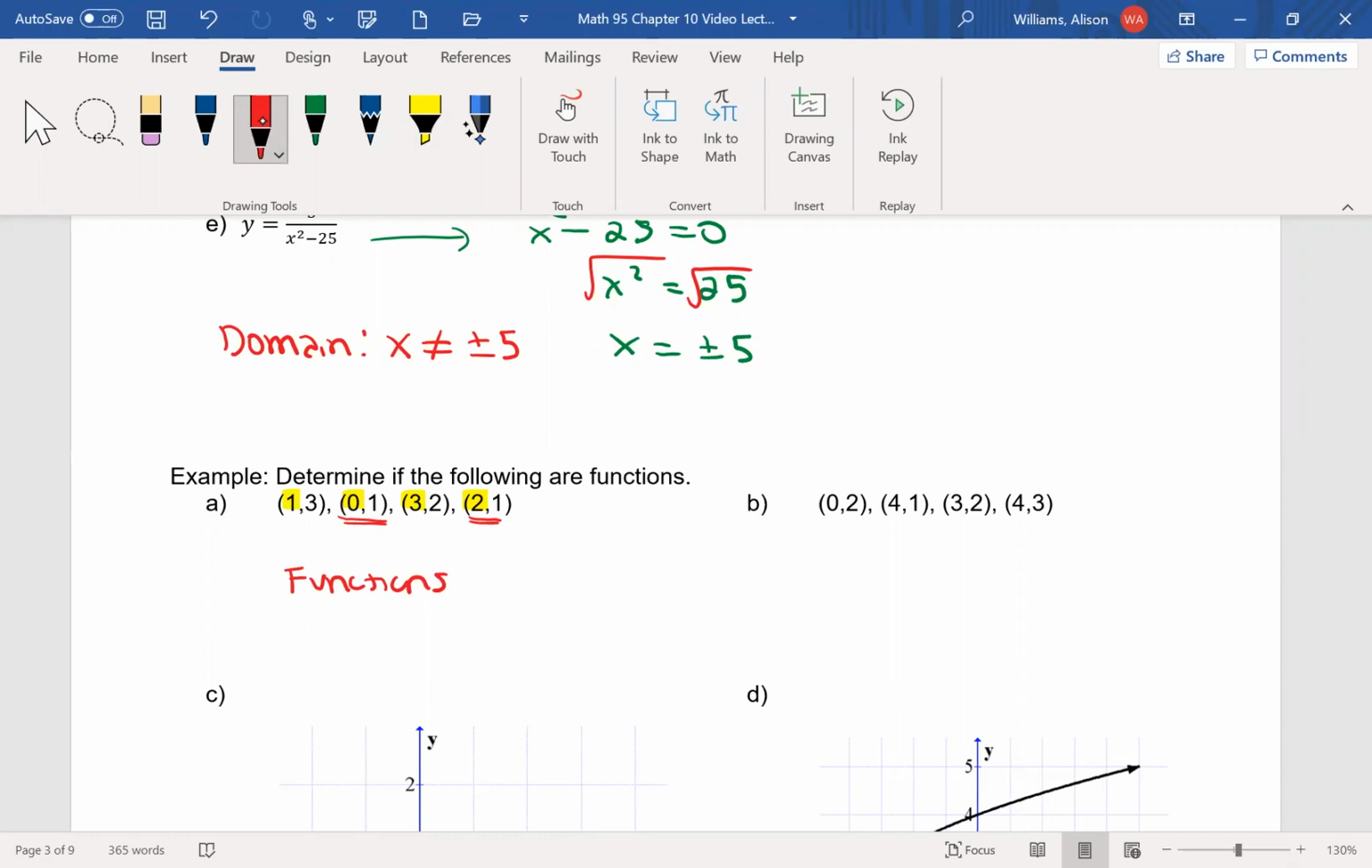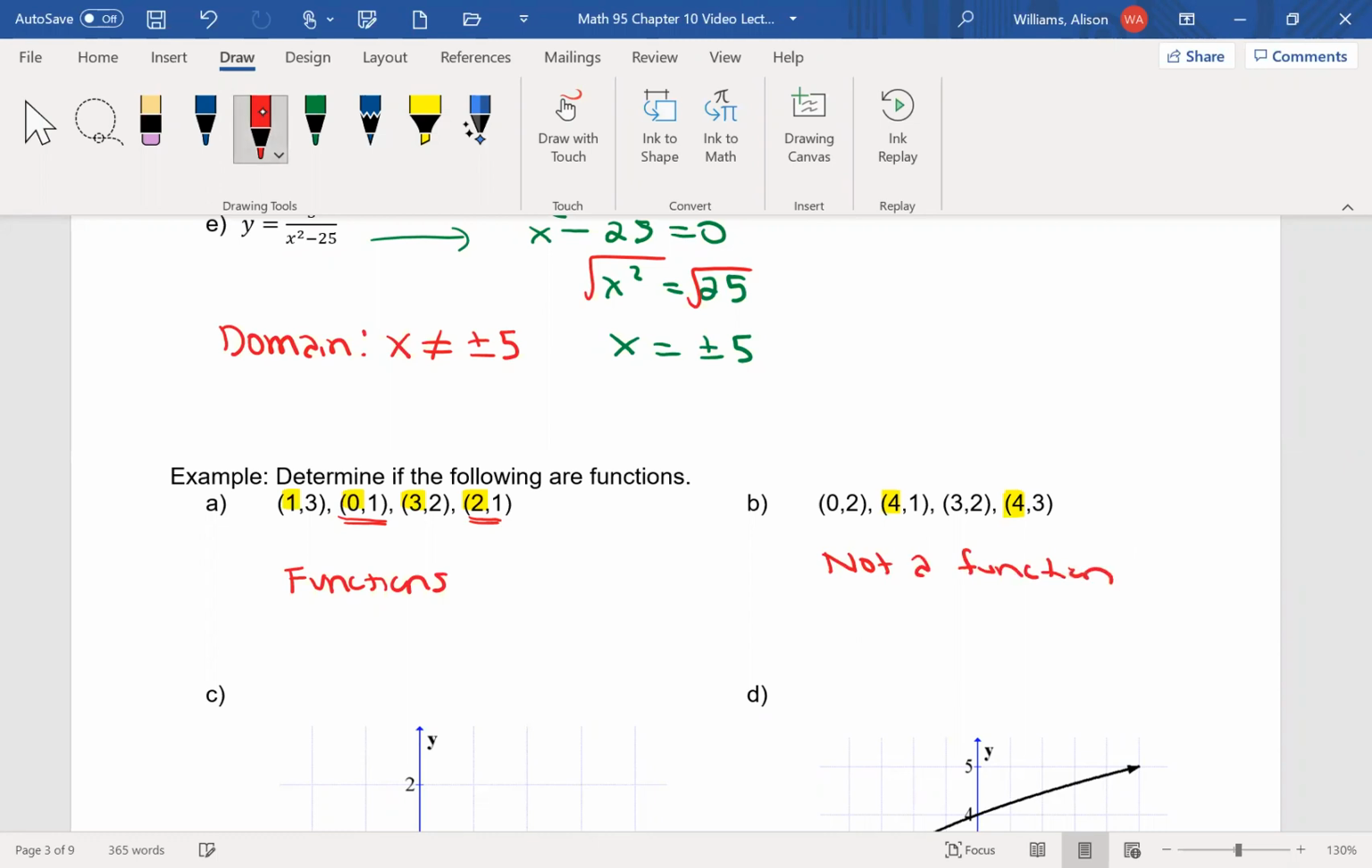This next one, however, is not. And the reason is the fours, the fact that this has a 4 and this has a 4. So that x value of 4 went to 2 different y values. It went to 1 and it went to 3, and that's a problem. So it can't have more than one y value. It can only have one y value. So this is not a function.